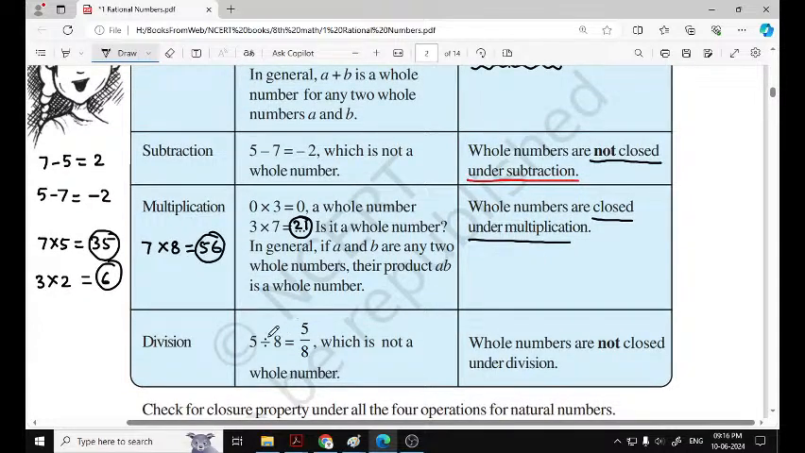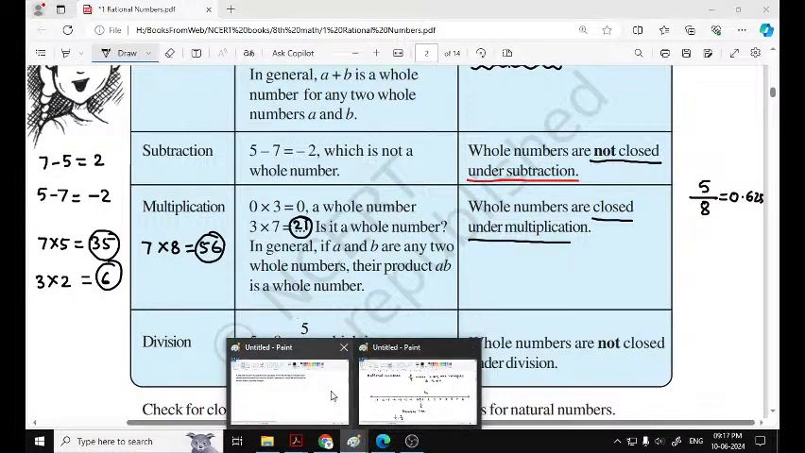Now division. These two are whole numbers, but 5 divided by 8, the answer is 0.625, which is not a whole number. Therefore, whole numbers are not closed under division.